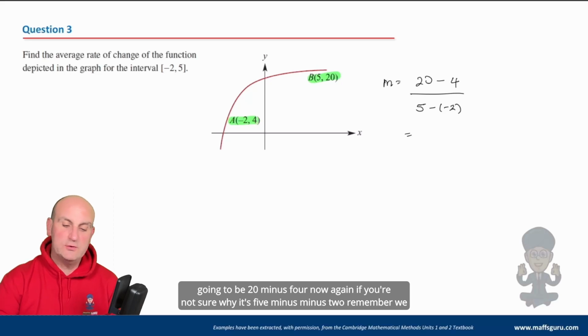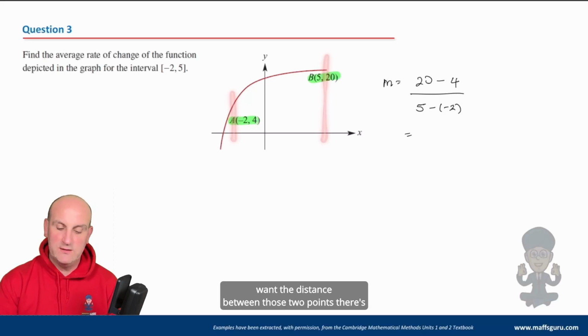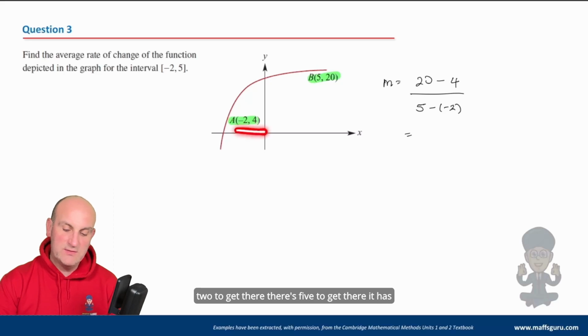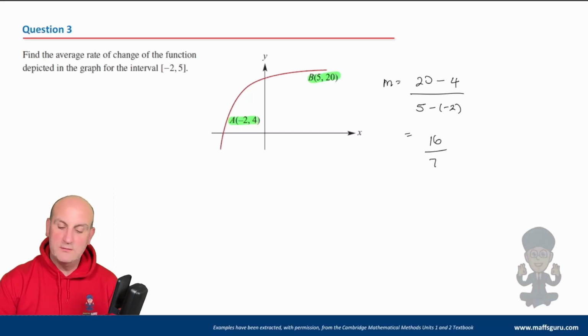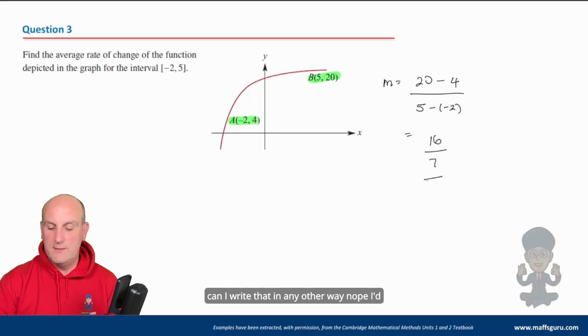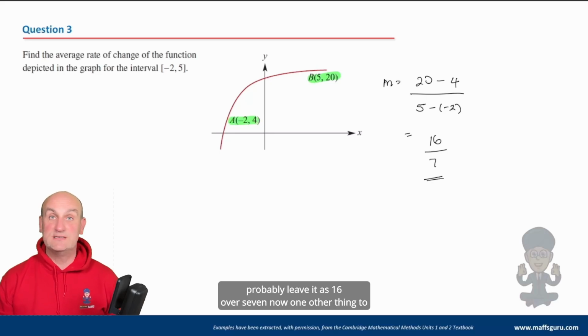Now again, if you're not sure why it's 5 minus -2, remember, we want the distance between those 2 points. There's 2 to get there, there's 5 to get there, it has to be 7 different. So, finishing this off, 20 minus 4 is 16. 5 minus -2 is 7. Can I write that in any other way? Nope, I'd probably leave it as 16 over 7.